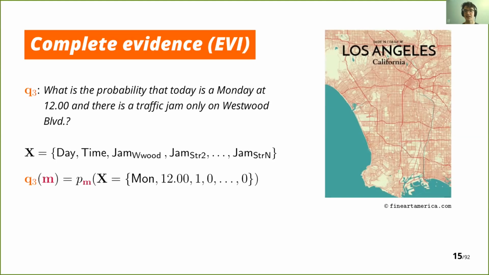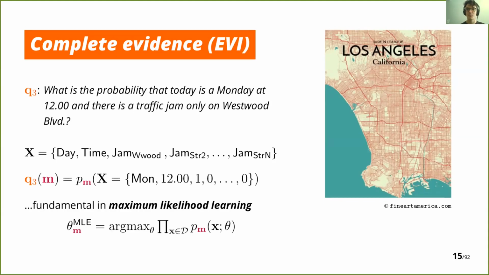So I want to compute the probability of this complete configuration, complete assignment or evidence, if you want. This might seem like a very simple, trivial class of queries, but we use it a lot when we perform learning, specifically maximum likelihood learning. When we want to learn our probabilistic models from data, we basically select the parameters that maximize the likelihood of the data that we're seeing in our training data. So this is a very simple class of queries we might be interested in solving.